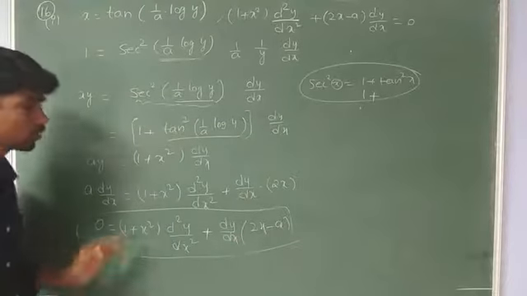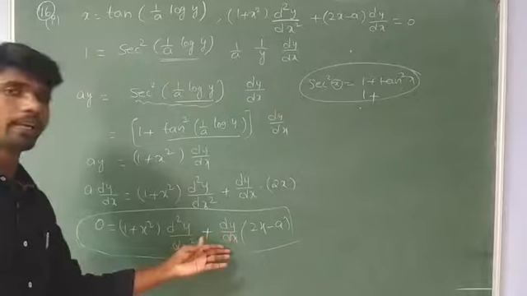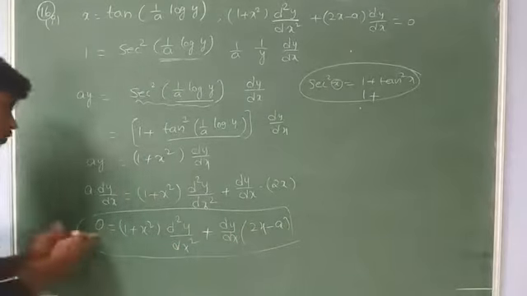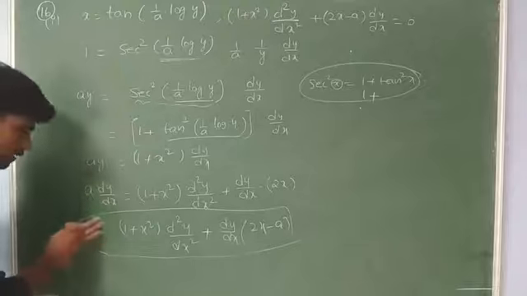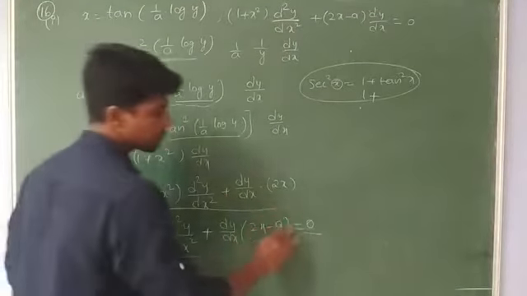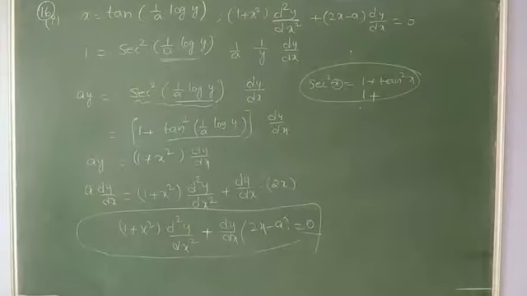Just cross-check this one with our answer. So both are same. 2x minus a into dy by dx is nothing but equal to dy by dx into 2x minus a. So this you want to rewrite, which will be equal to 0. Okay. Next question. Question number 17.